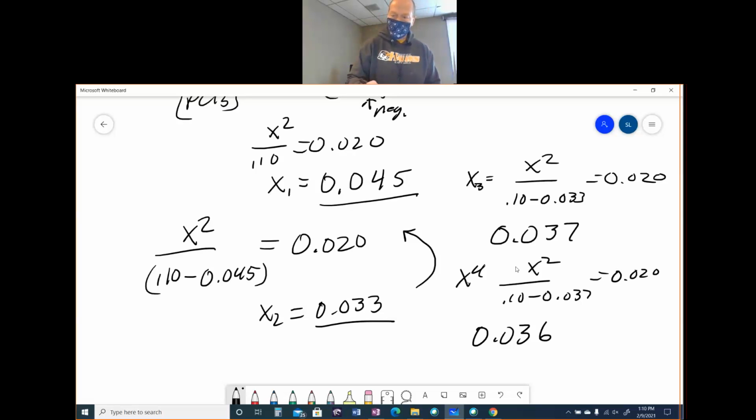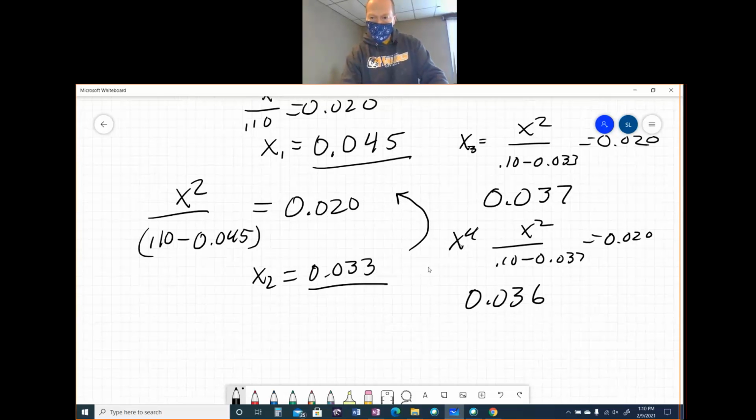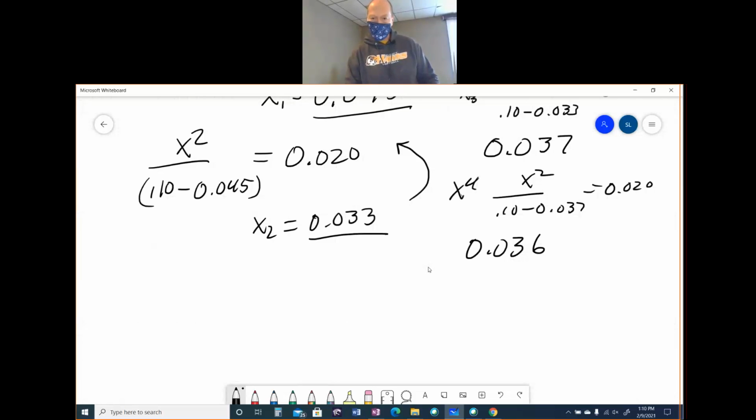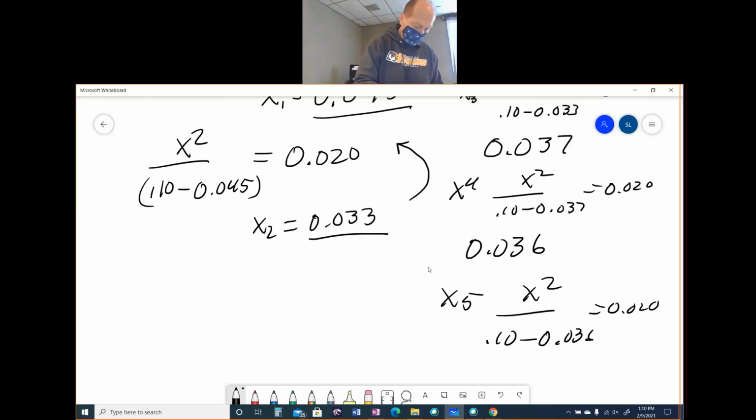We gave the last one to 3 sig figs where we didn't need to because our K value was to 2 sig figs. All right, so we're going to be a little bit different because we're using the 2 sig figs because the K value is just 2 sig figs. All right, so then the next one's going to do it. It's either going to be 0.036 again, or it's going to be 0.037. All right, so your X5, 0.10 minus 0.036 equals 0.020. Again, I don't clear out my number. And you get a 0.036. All right, so 0.036, we got it twice.